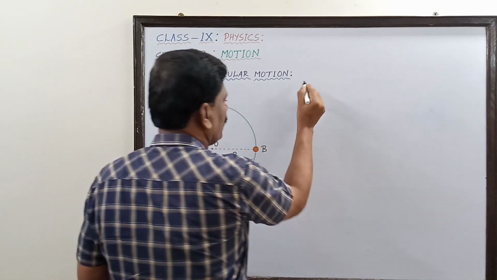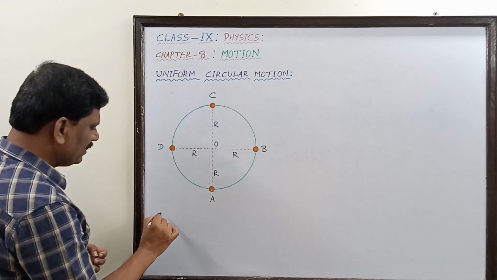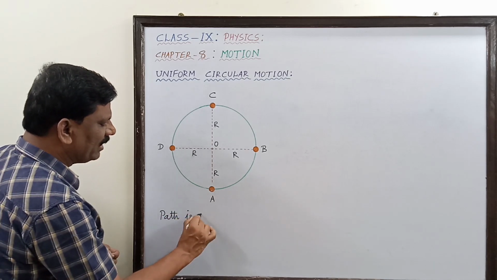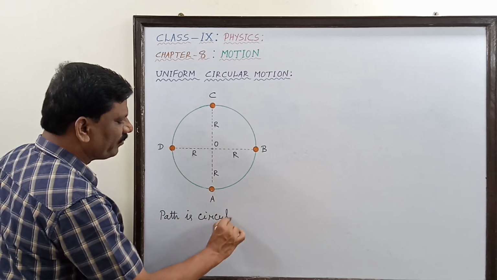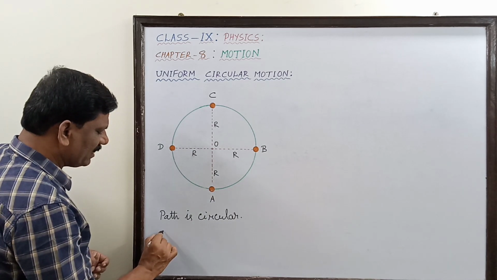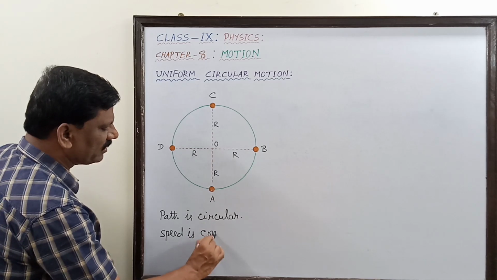So for uniform circular motion, 2 points are required. One is the body should move in a circular path. So the path is circular. Then what is the other important point? With constant speed. So speed is a constant.